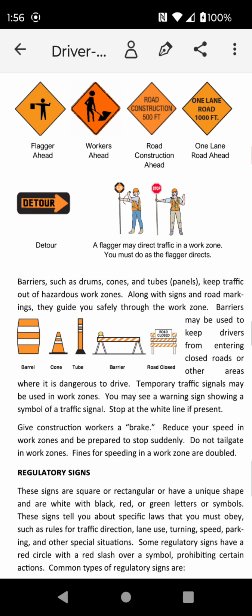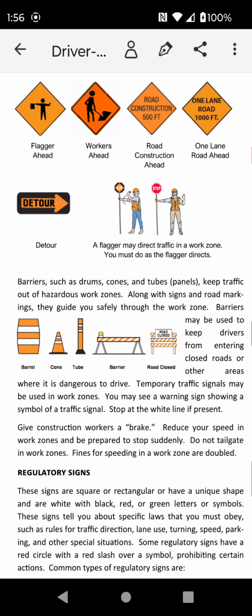Now, there may be temporary traffic signals used in work zones. You may see a warning sign showing a symbol of a traffic signal. Stop at the white line if present. Give construction workers a break. Reduce your speed by gently pressing on your brake pedal with your right foot as if there's cotton under there. Learned that from a Job Corps instructor.